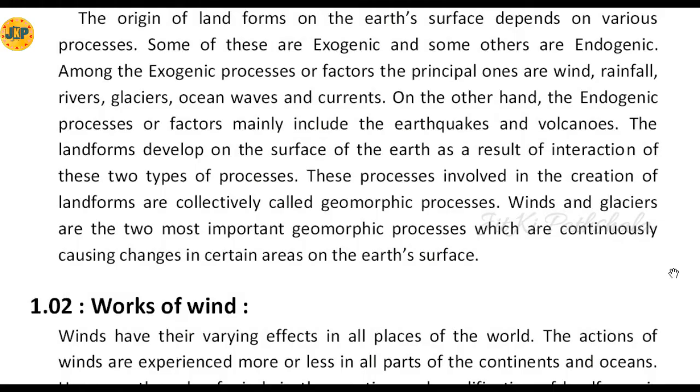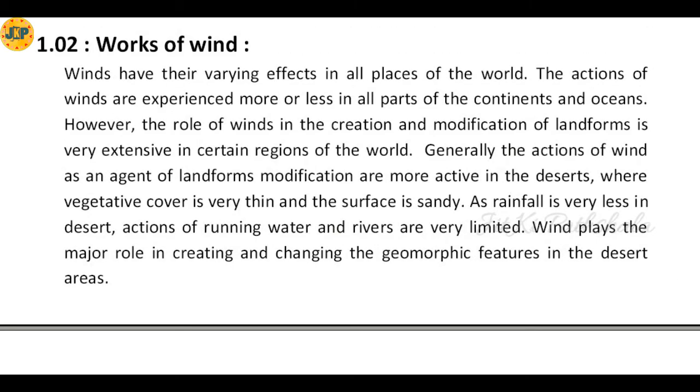Winds and glaciers are the two most important geomorphic processes which are continuously causing changes in certain areas of the earth surface. So we have already seen that there are different kinds of endogenic and exogenic factors, but winds and glaciers are the two most important geomorphic processes which continuously bring changes on the earth surface. Okay, so from here we came to know the meaning of geomorphic processes. What are geomorphic processes? Geomorphic processes are those processes through which different kinds of landforms are created on the earth surface.